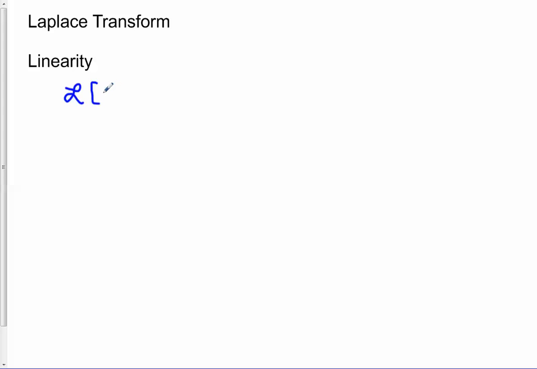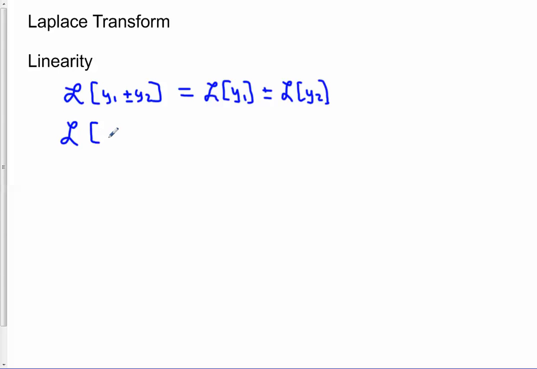If you take the Laplace transform of two different functions, or they could be the same, of course, added together or subtracted, it's the same as if you took the Laplace transform of each one separately and then added or subtracted those. That's the first one. And secondly, constant multiplication. If we take any function and multiply it by a number, alpha, and take the Laplace transform of that, it's the same as if we just took the Laplace transform of the function and then multiplied by the constant afterward. Okay, both of these are, I think, believable.